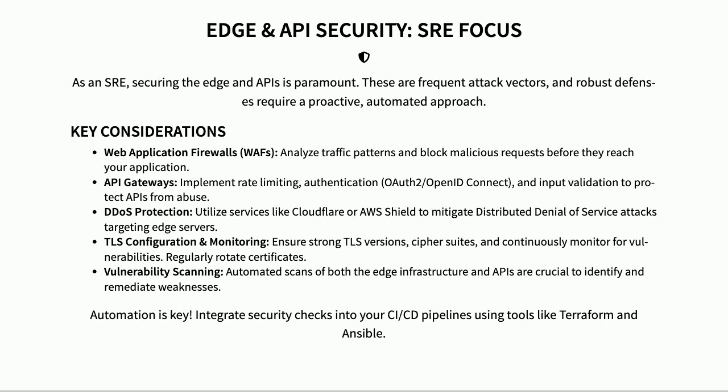API gateways help us control access and validate data. Rate limiting helps prevent overload, while authentication ensures only authorized users can do things. DDoS protection is a must-have, too. Finally, don't forget about TLS. Ensuring strong encryption and monitoring for vulnerabilities are vital. And remember, automation, integrating security checks into our pipelines, that's how we stay ahead of the curve.